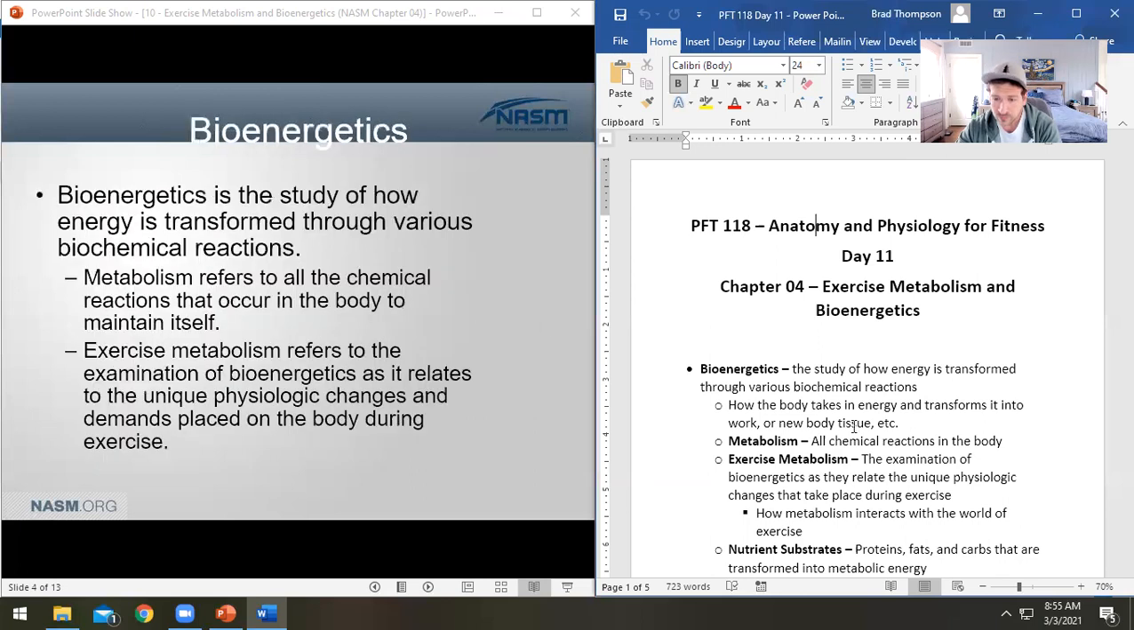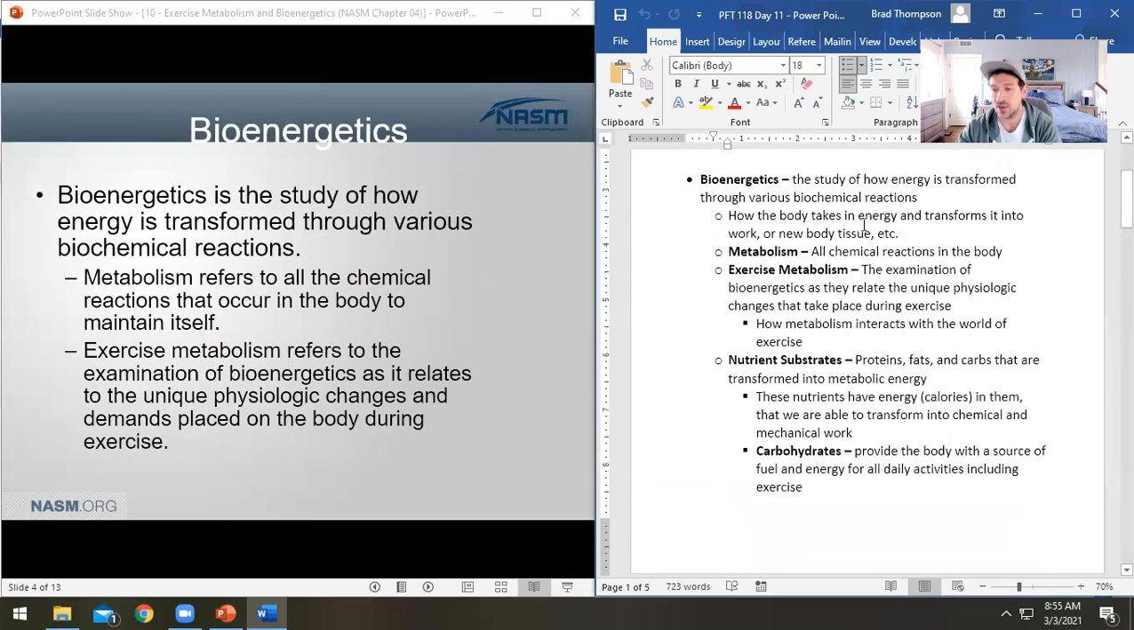So today, one of our key terms, and I don't know if you'll actually have it on your test, but it definitely can be on your test, is this definition right here. Bioenergetics is the study of how energy is transformed through various biochemical reactions. So it's basically describing how the body takes in energy and how it transforms that energy into work, for your new body tissues and all that stuff.